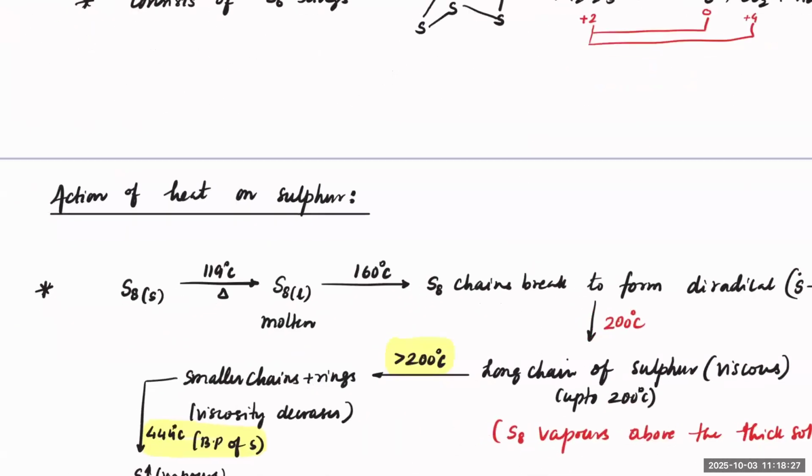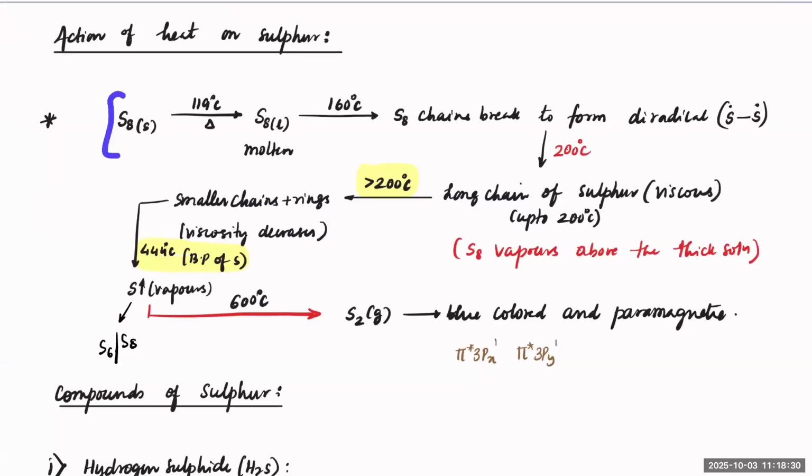Now learn this like a story. What exactly is happening? Notice this. Sulfur in its orthorhombic form, when you heat around 119 degrees, it will start melting. This is the melting point. And then the molten form, if you take it to around 160 degrees, the S8 rings will break and convert most of them into radicals, S8 radicals.